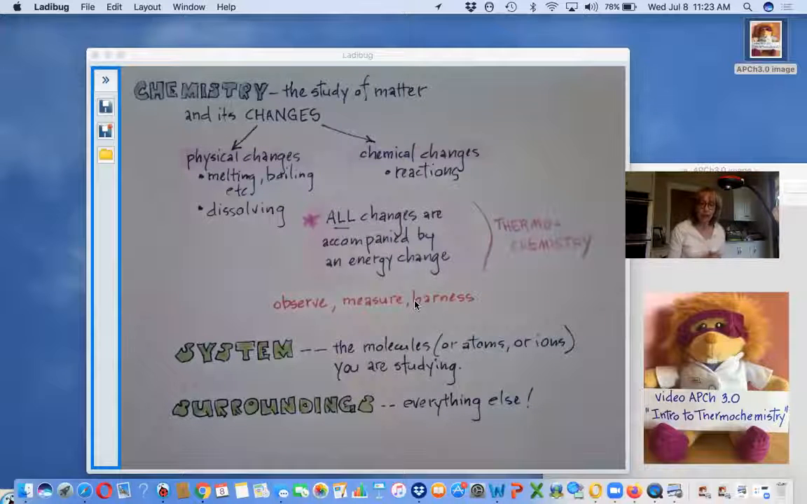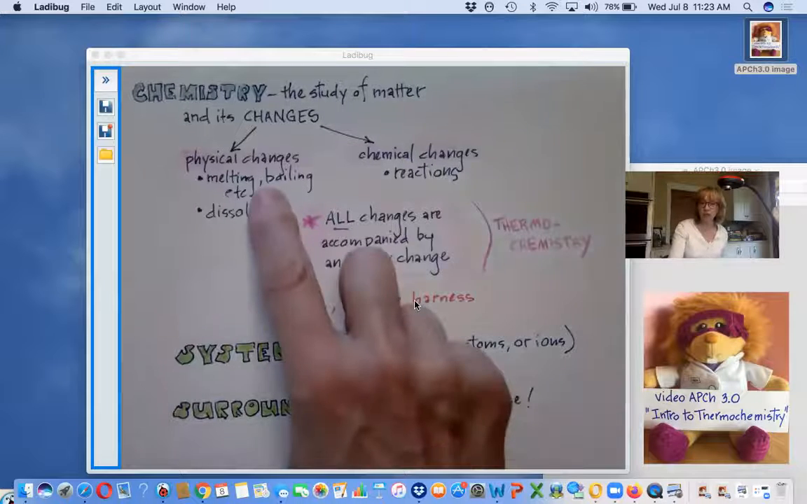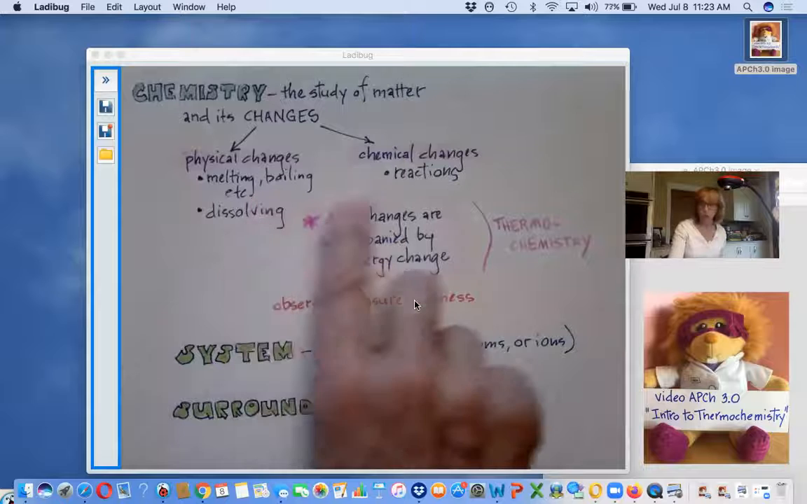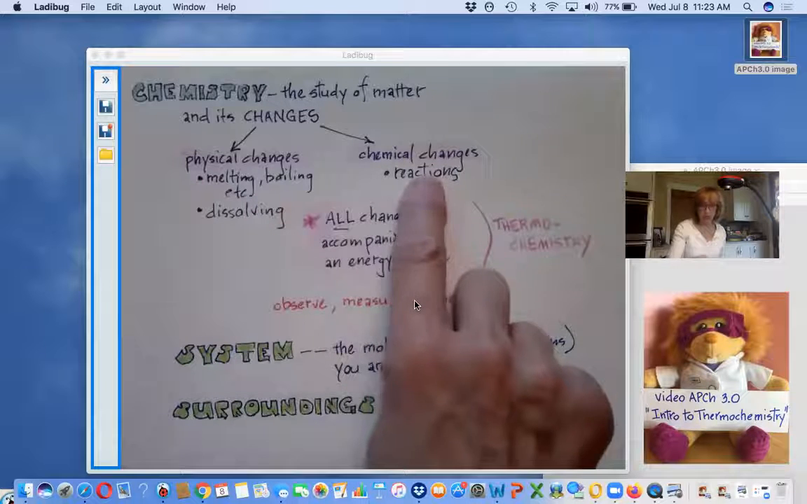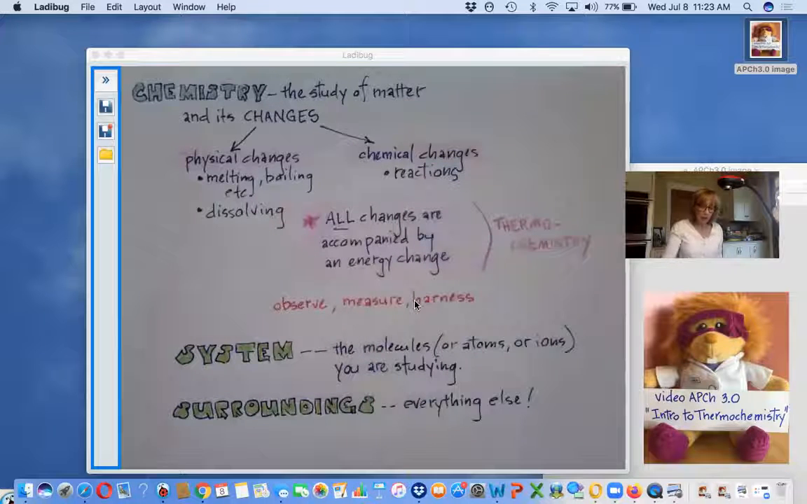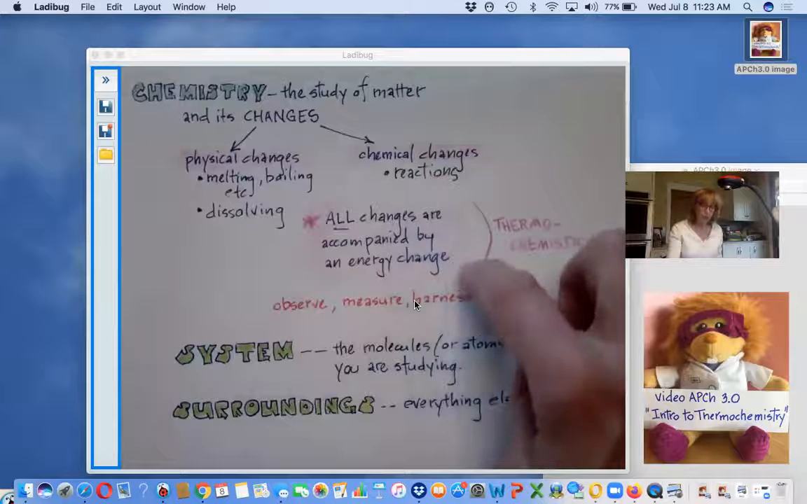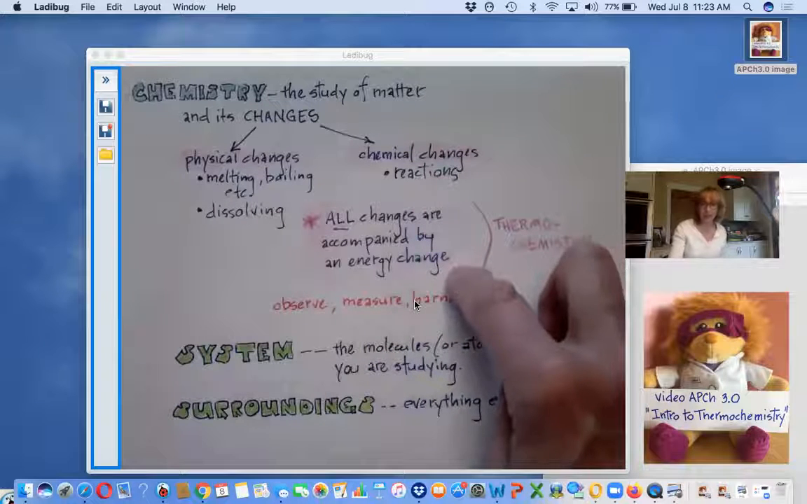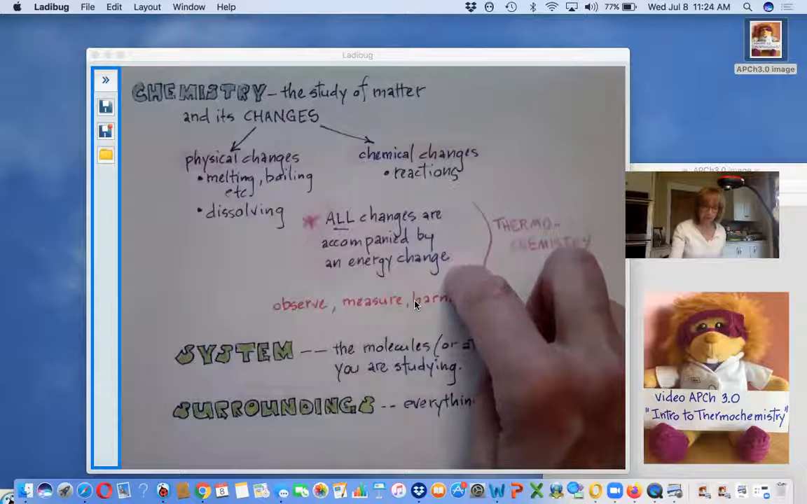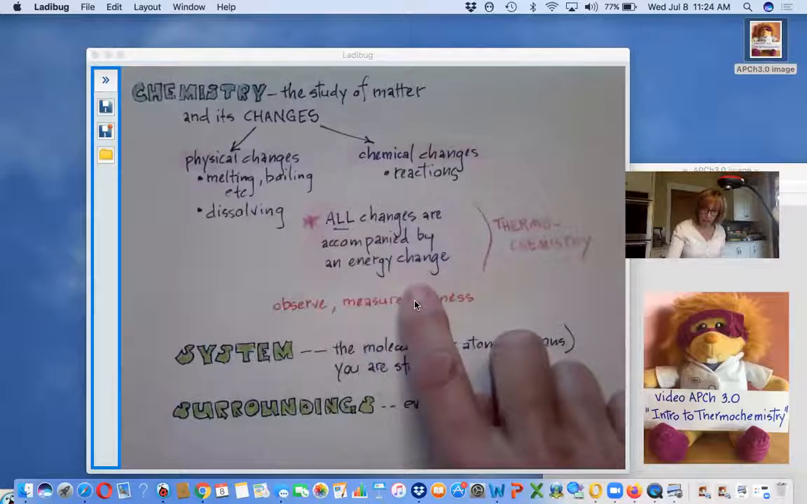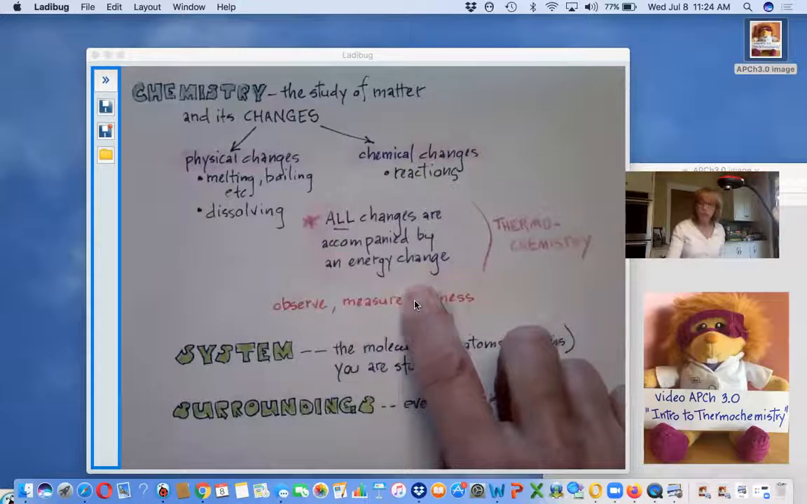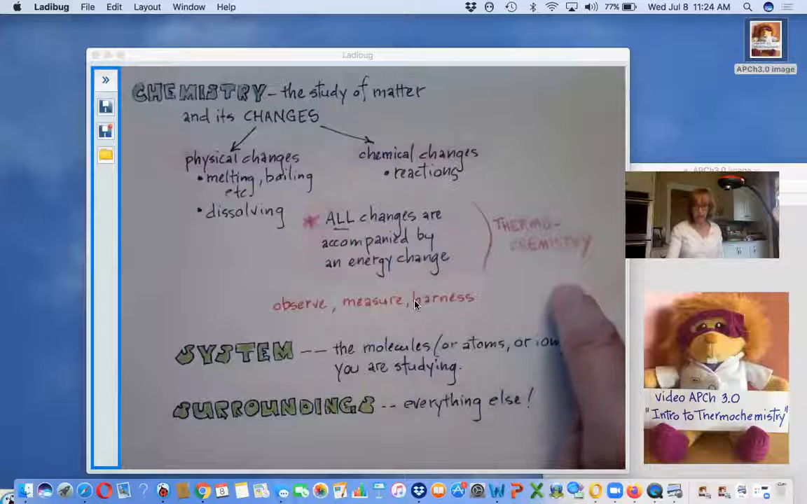So in chemistry we study matter and the changes that it undergoes, whether those changes are physical changes or chemical changes and reactions. But either way, no matter what change matter is undergoing, there is always an accompanying energy change. And the study of those energy changes is known as the field of thermochemistry.